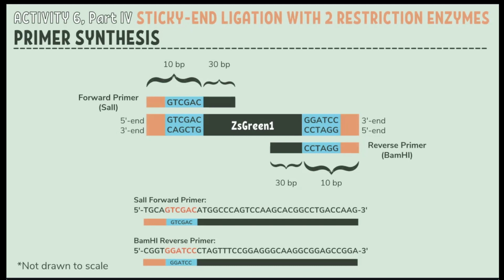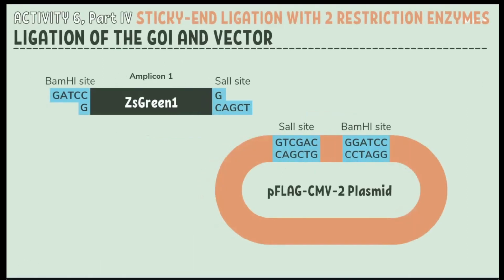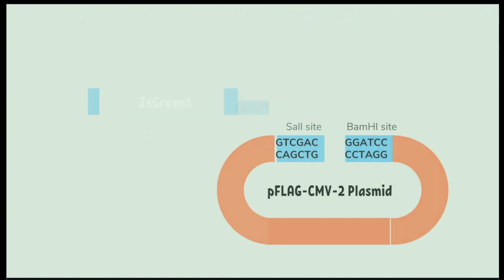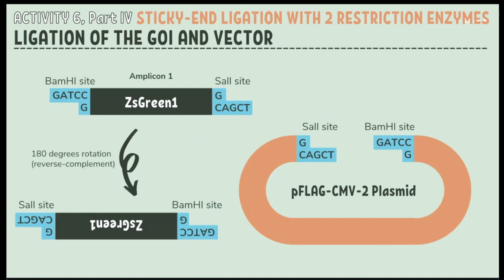The same is done for the second amplicon, except that the forward primer contains the SalI site, while the reverse primer contains the BamHI site. Now that we've prepared our amplicons, let's look into our vector, the pFLAG-CMV2 plasmid. So around the multiple cloning site of the vector, we can see both SalI and BamHI restriction sites. And so with digestion, we'll also get the same sticky ends as our gene of interest. But note that the sticky ends made from BamHI can only ligate with the same sticky ends.